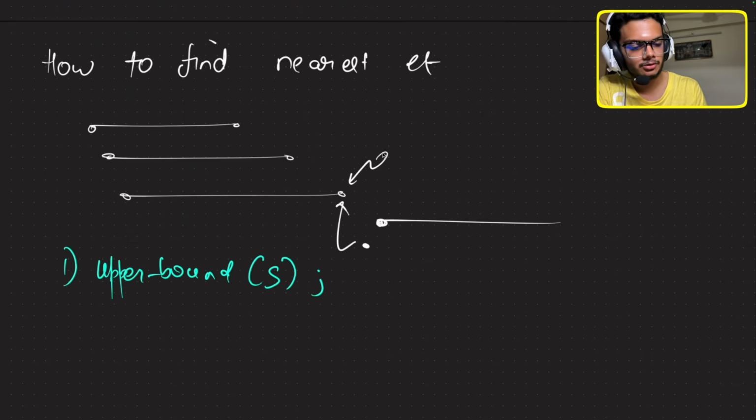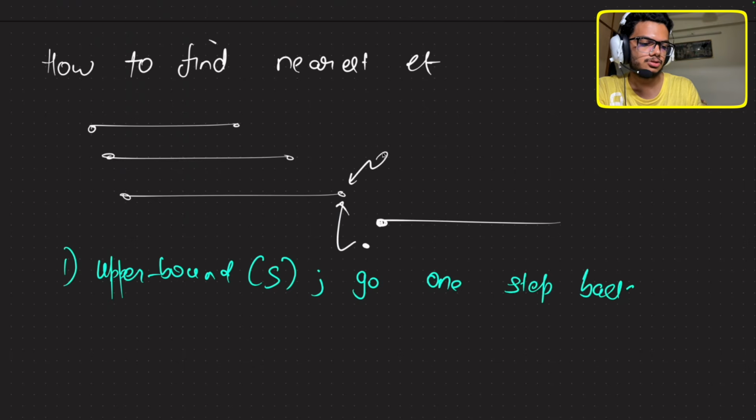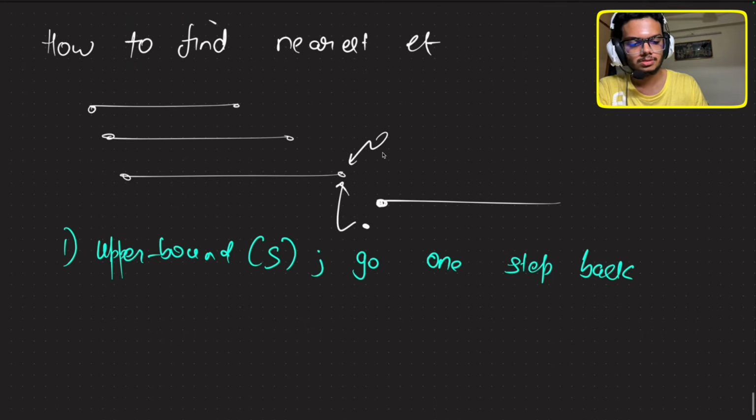Find the upper bound of S and go one step back. In this way you can get the closest one. Now, if all of them are greater, this upper bound will return begin. In that case, you can try to assign a new club member, and if there are no club members available, you can safely ignore this movie.